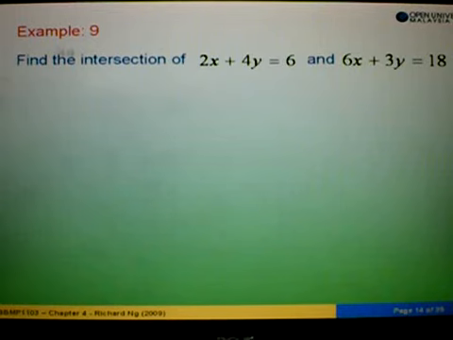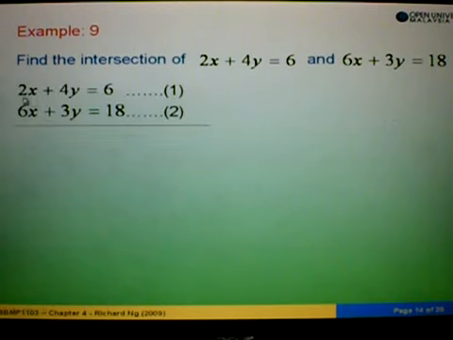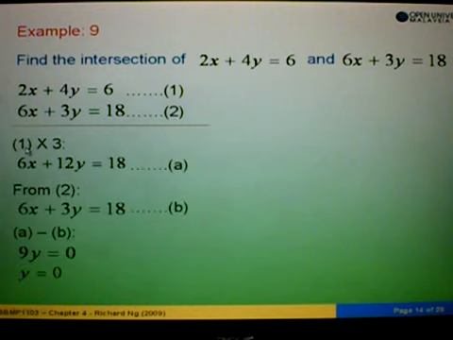Okay, next we look at example 9. We are asked to find the intersection of 2x plus 4y equals 6 and 6x plus 3y equals 18. So here we write 2x plus 4y equals 6 as equation 1 and 6x plus 3y equals 18 as equation 2. Alright? So what we need to do is to take equation 1 times 3.